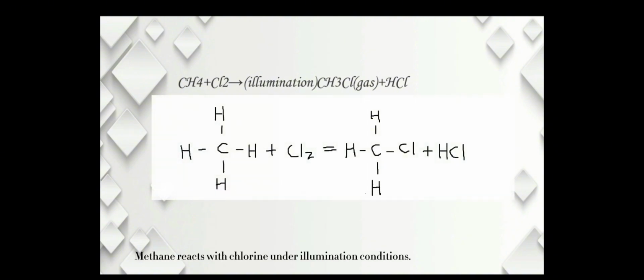There are not necessarily pure elements participating or forming in the substitution reaction, and the progress of substitution reaction is greatly affected by temperature, light, and catalyst. There is an example. Methane reacts with chlorine under illumination conditions. After reaction, it generates chloromethane and hydrogen chloride.